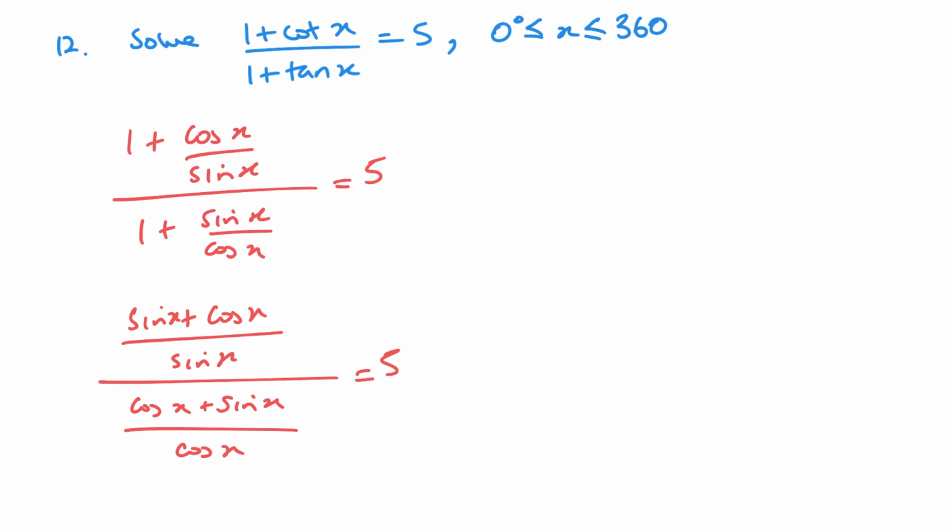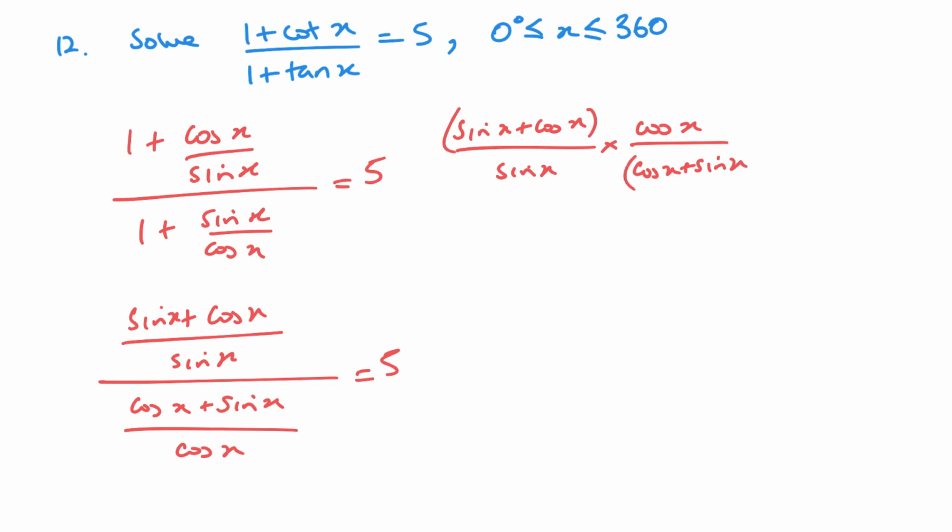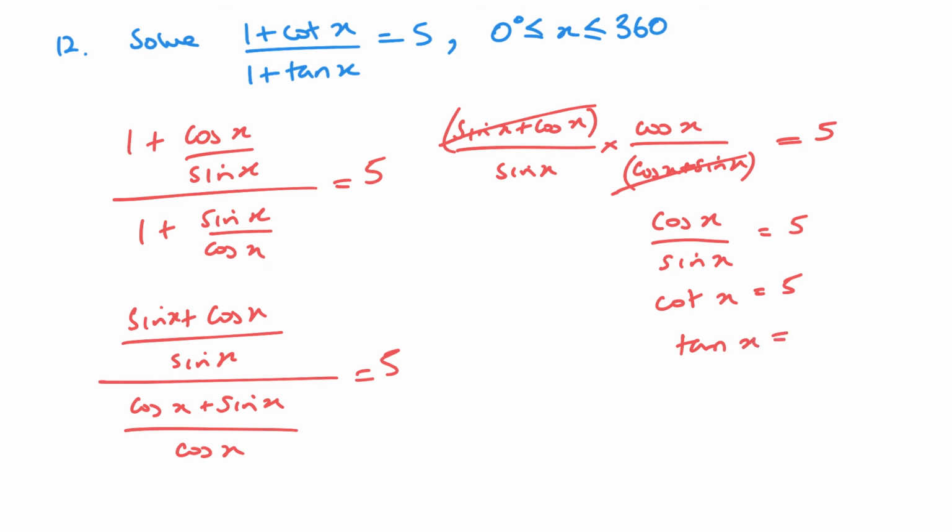So as we said before, fraction divided by fraction is the same as multiplying them. So sine x plus cos x over sine x multiplied by the inverse of cos x over my cos x plus sine x. And you should be able to see that these two are the same. And of course this equals 5. Now we're left with cos x over sin x equals 5, or cot x equals 5. Cot is 1 over tan, so I could just jump straight in there with tan x equal to 1/5. So x equals 11.3 degrees.